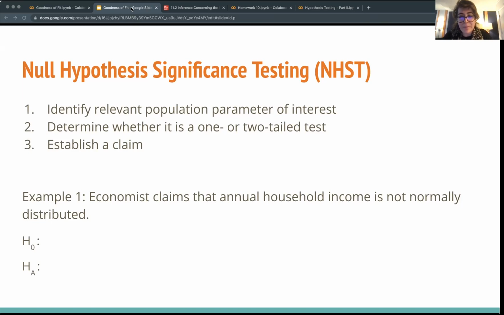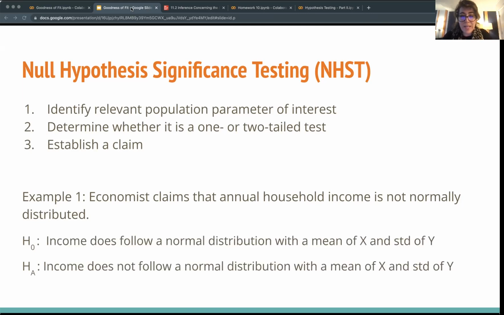So let's say an economist claims that the annual household income is not normally distributed. We would use the same type of null and alternative to structure this. So either these things do follow a normal distribution, which would be our null, or we're trying to find evidence against this to say that the income does not follow a normal distribution, where we need to just specify the mean and standard deviation. So pretty much we're going to use the inputs of what we find based off of a normal distribution. And if our values vary too far from those, then we would have evidence to say this is not a normal distribution.